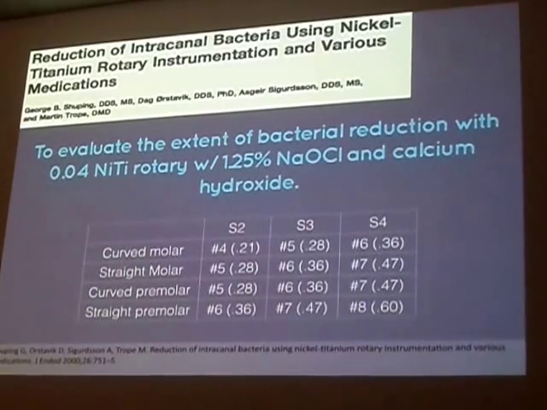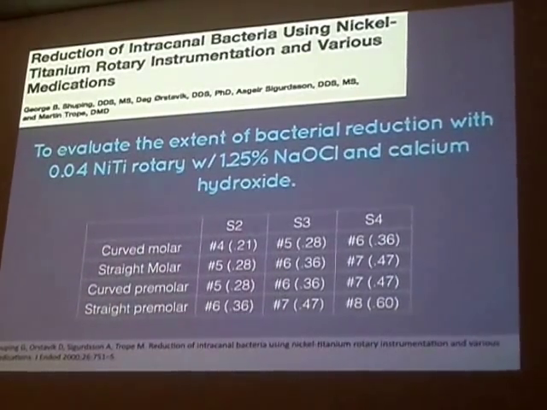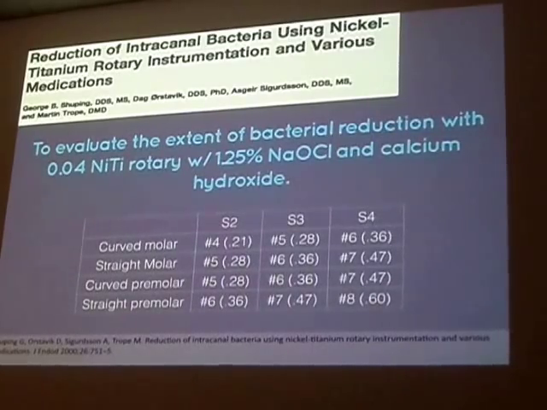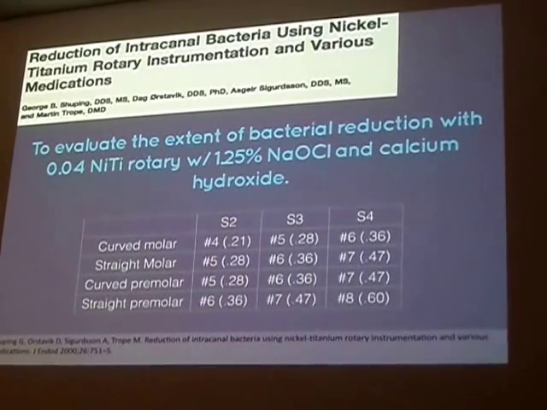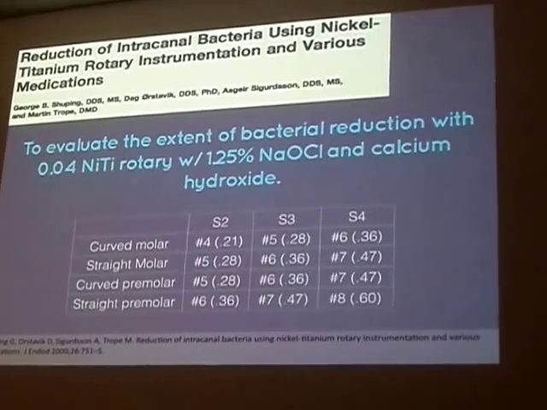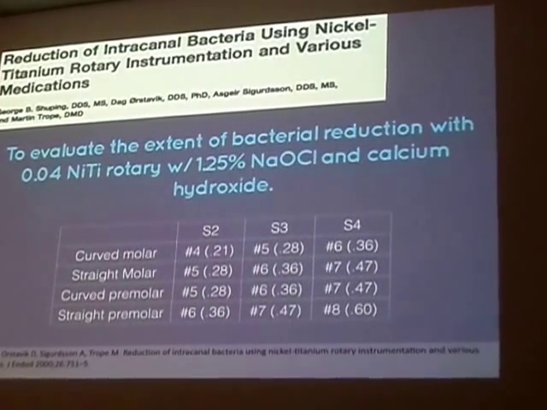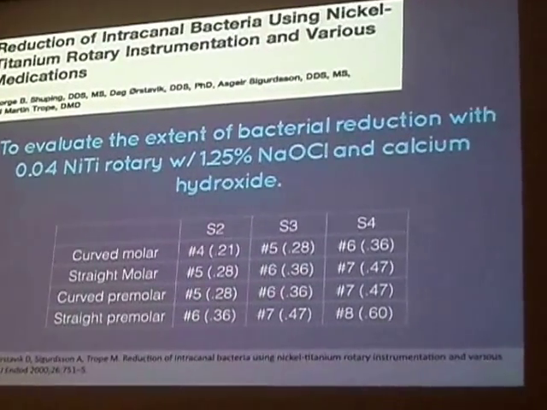So again, Shuping's study in 2000, he wants to look at the bacterial reduction based on apical sizes. So he instruments the teeth to greater apical sizes, and he takes samples at each one of these sizes.